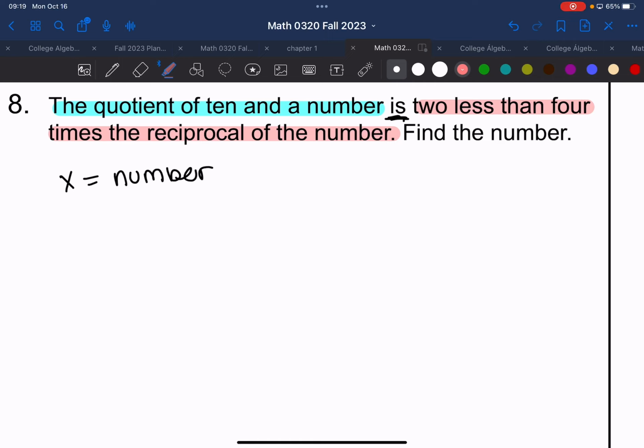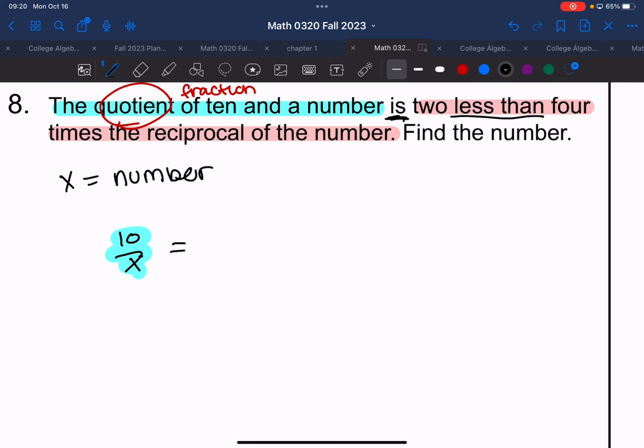So the first side says the quotient of 10 and a number. How would we write that? 10 over x, because we know quotient means divide or fraction. Okay, so that is the first side. Then it says 2 less than. So anytime we see less than, where is that number going to go? The front or the back? The back. So this is going to have a -2 at the end.